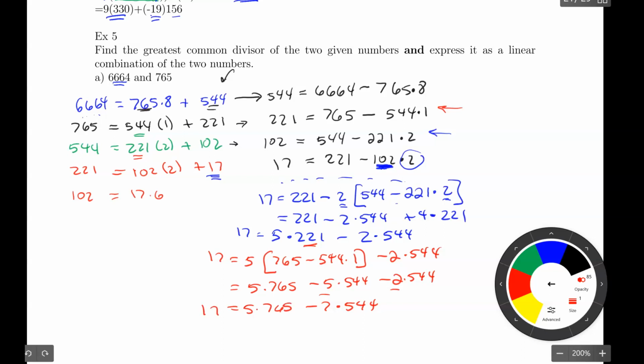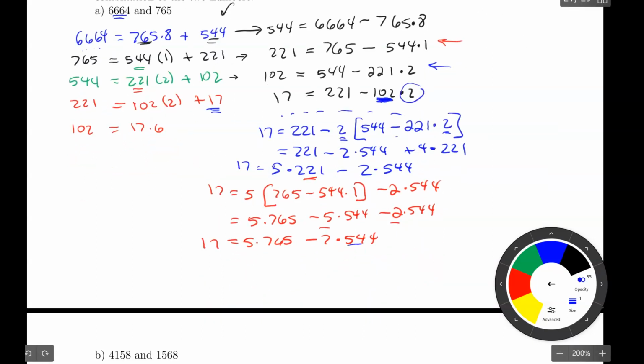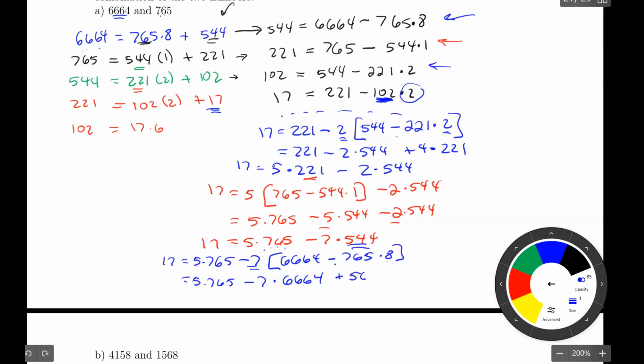Okay, am I almost there? I'm almost there. So I just need to get rid of my 544, right? Because I've got the 765, which is one of my original numbers. So here it is, right there. Okay, so 17 is 5 times 765 minus 7 times, so I have 6664 minus 765 times 8. Okay, 5 times 765 minus 7 times 6664. The negative 7 times a negative 8 gives me a positive 56.